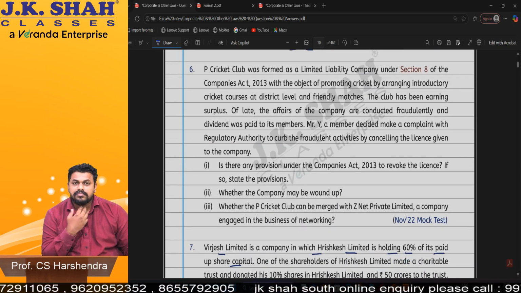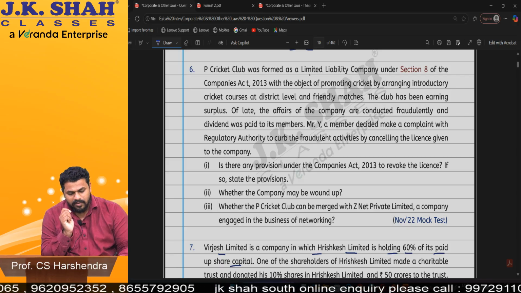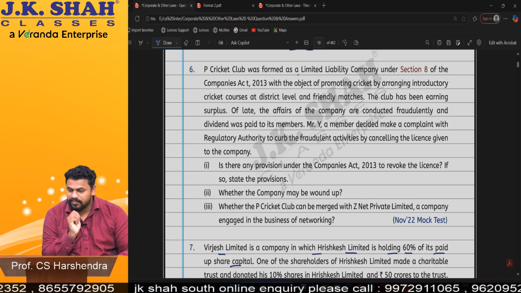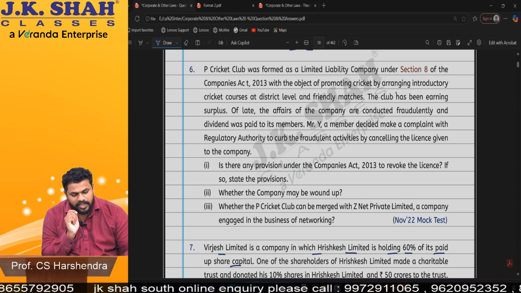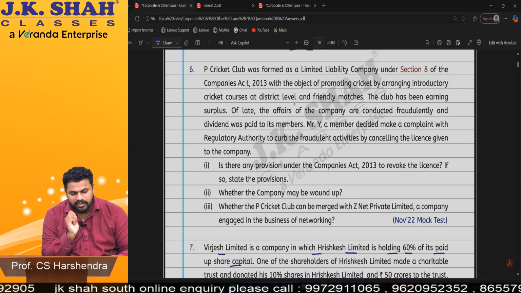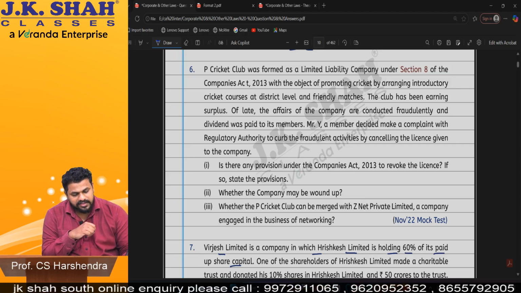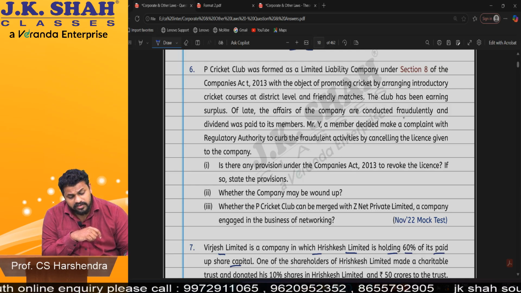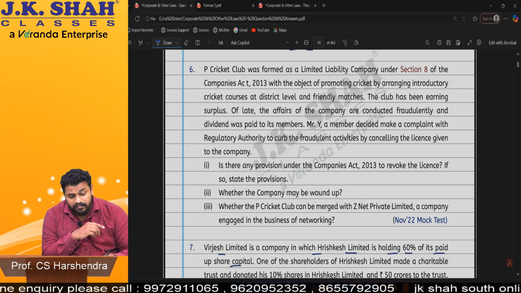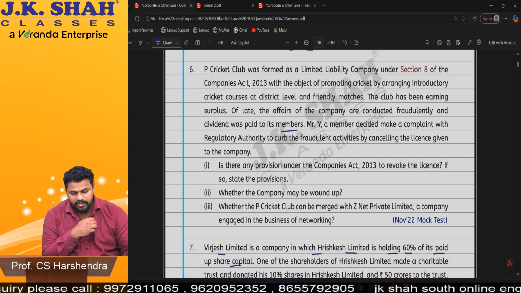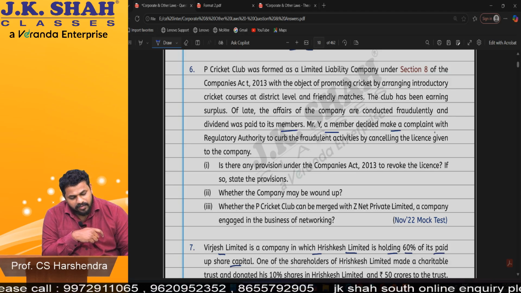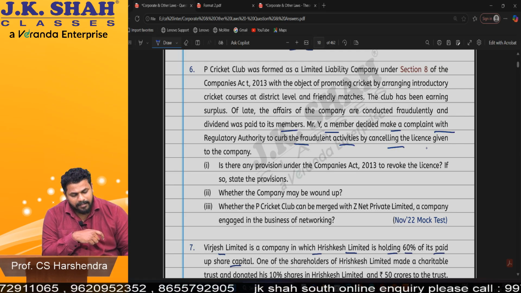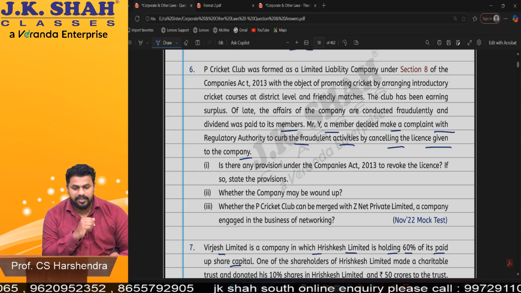Next, P Cricket Club was formed as a limited liability company under Section 8 of Companies Act 2013 with the object of promoting cricket by arranging introductory cricket courses at district level and friendly matches. The club has been earning surplus. Of late, affairs of the company are conducted fraudulently and dividend was paid to members. Mr. Y, a member, decided to make a complaint with the regulatory authority to curb the fraudulent activities by cancelling the license given to the company.